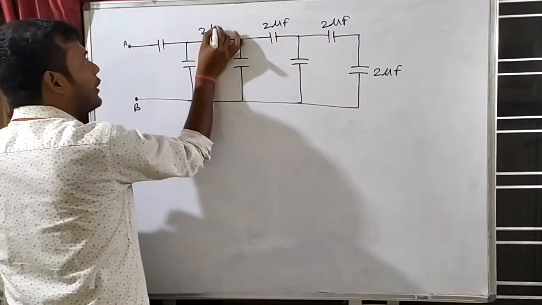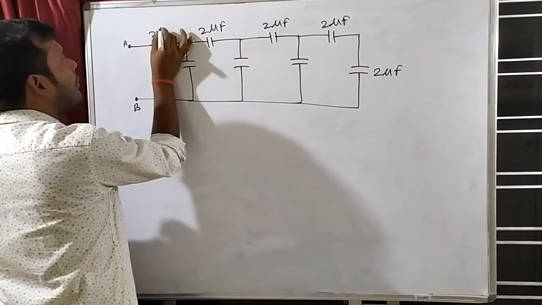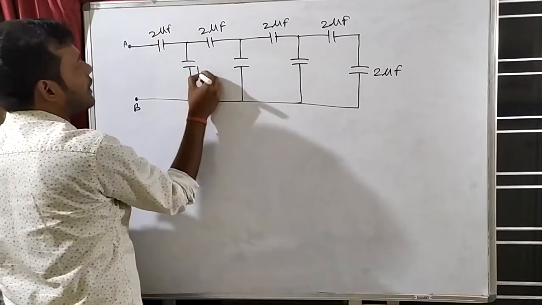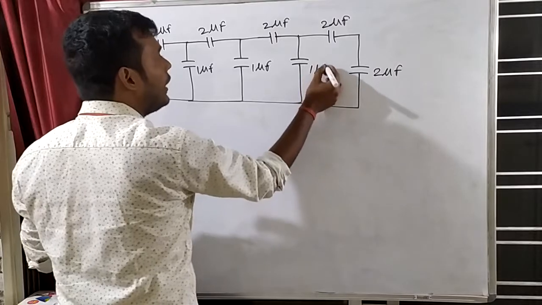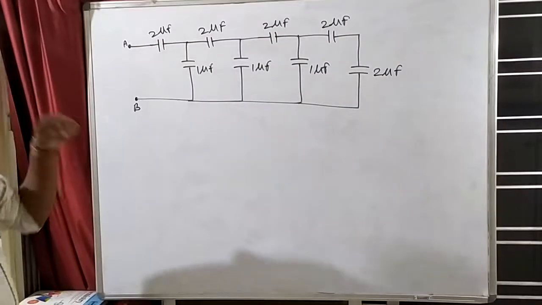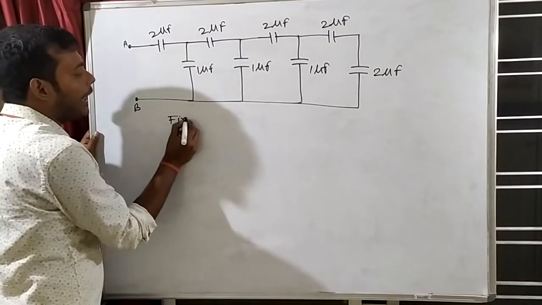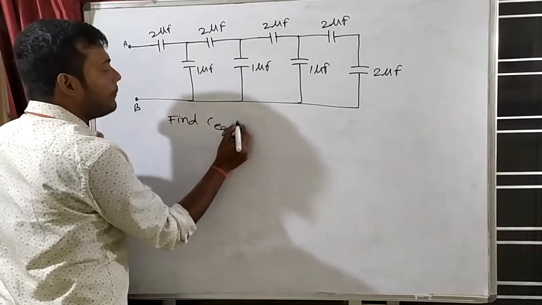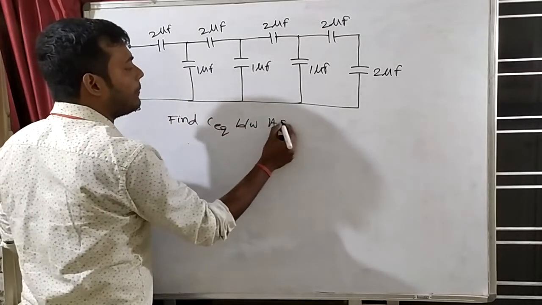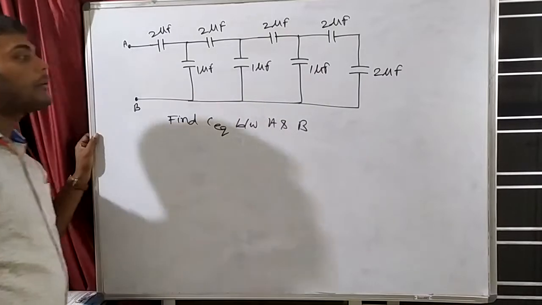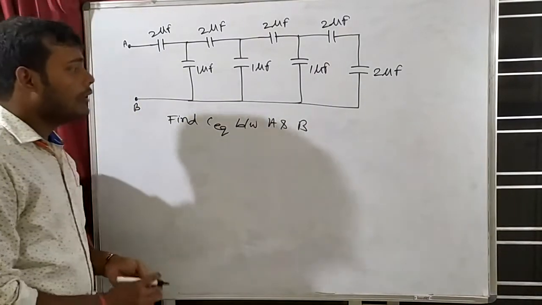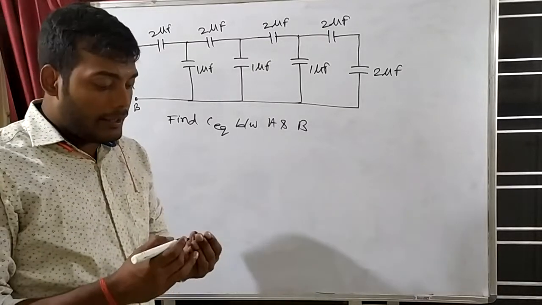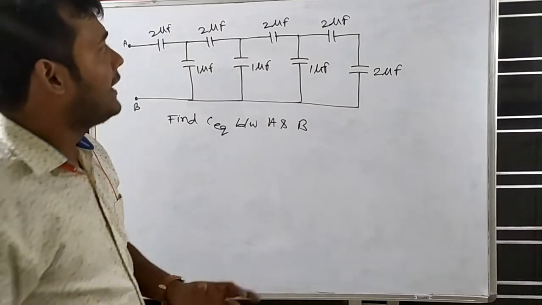These all are 2 microfarad capacitors, and these all are 1 microfarad capacitors. But you have to find, like the question says, the equivalent capacitance between A and B. How will we find this? For finding this, see the technique first.